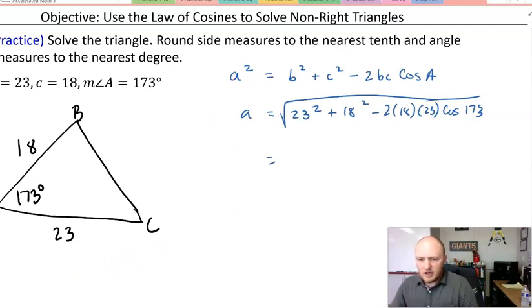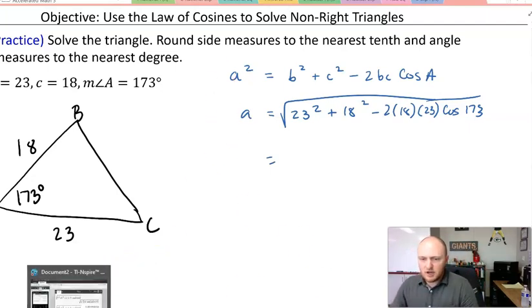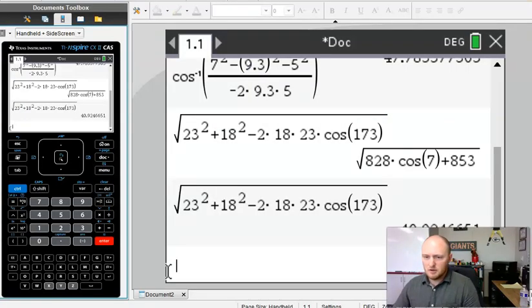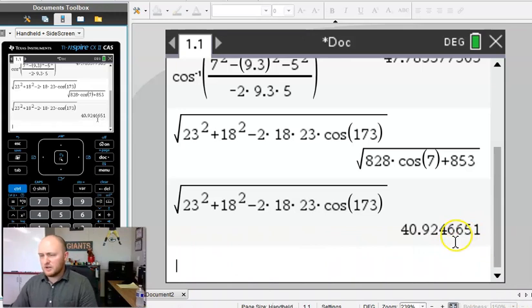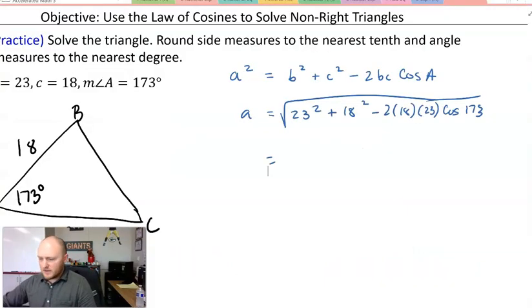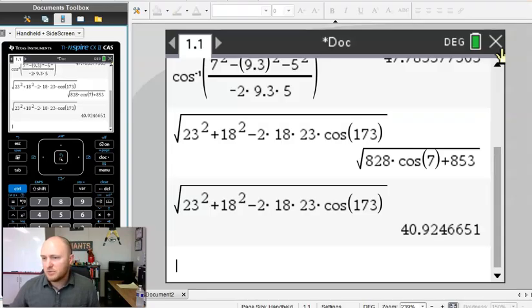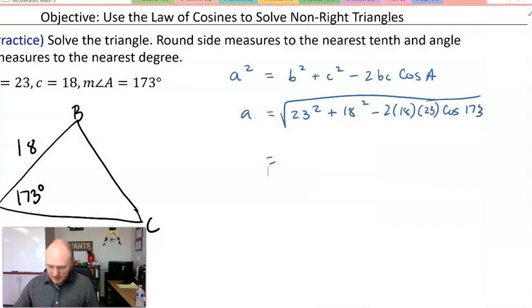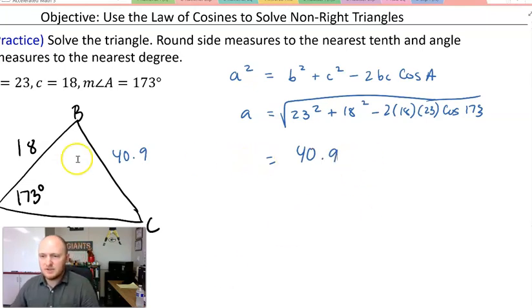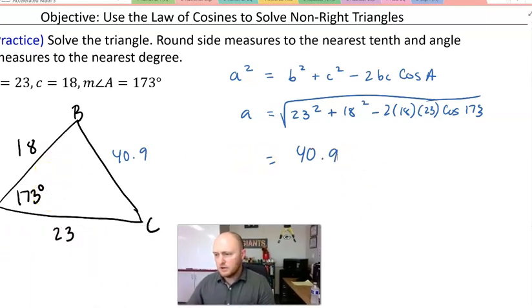Okay? And hopefully if you did that, you got 41. You should have gotten 41 for that. It's not 41 degrees, that would be 40.9. That's a side, 40.9. And that makes sense. That's definitely the largest side because look at how big that angle is, 173 degrees.